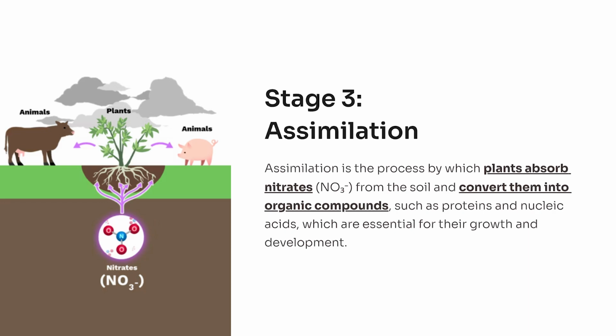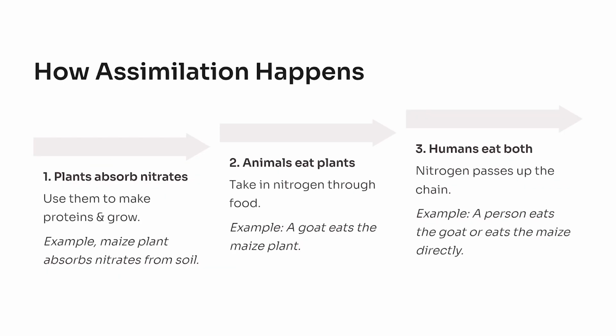Inside the plant, those nitrates are used to build proteins and other important compounds that help the plant grow strong and healthy. For example, a maize plant absorbs nitrates from the soil to grow its leaves, stem, and cob. But the nitrogen doesn't stop there.